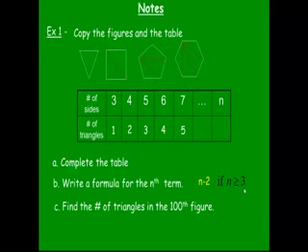Instead of 782, we'll make it a little bit easier. If you have 100 sides, how many triangles will there be? Well, all we have to do is say 100 minus 2, and we get 98. Very simple.